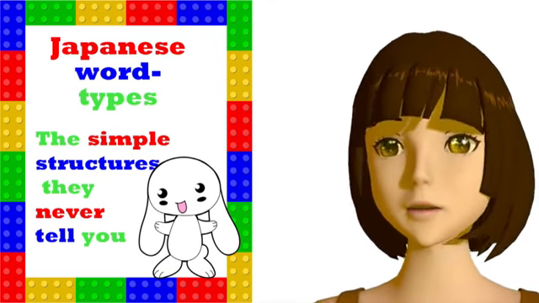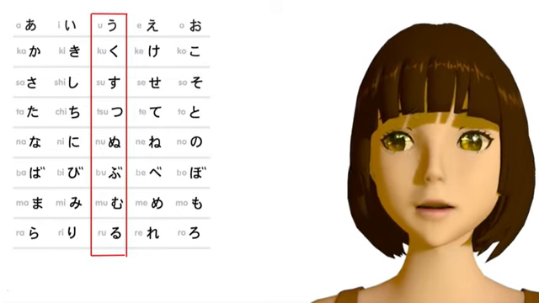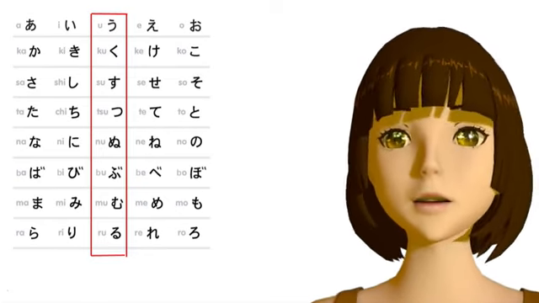Fact 2. Verbs and adjectives are very easily recognized and distinguished. Every verb ends in an u-row kana, and it has to be a kana. It can't be included in kanji. And every adjective has to end in the kana i. Again, it has to be the kana. It can't be part of a kanji.